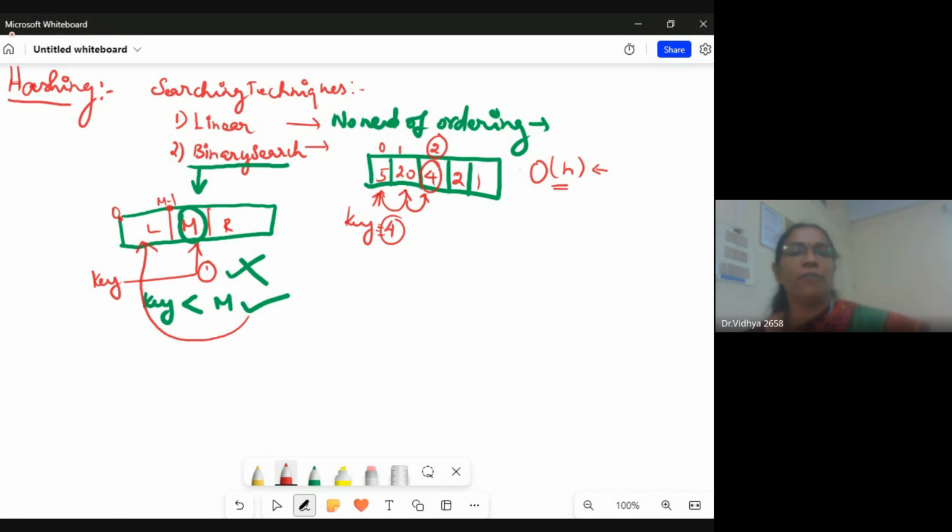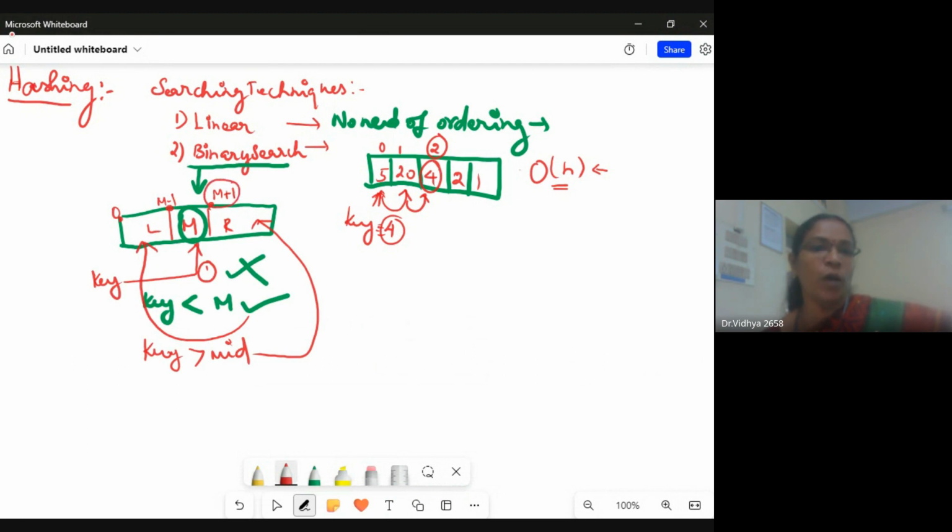Likewise, if the key is greater than the mid element, obviously our searching will be on the right side. Then we move to the right of the mid element, from the next position, represented as m plus 1 to R, the last element. Only within this list will we be searching.